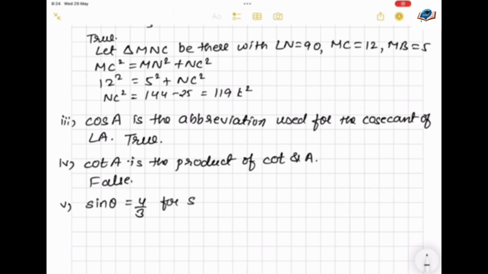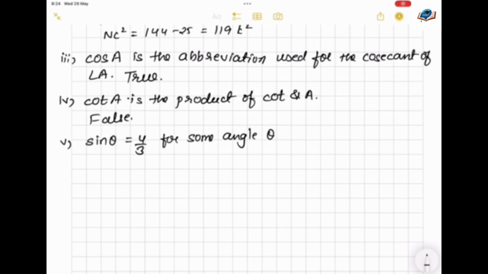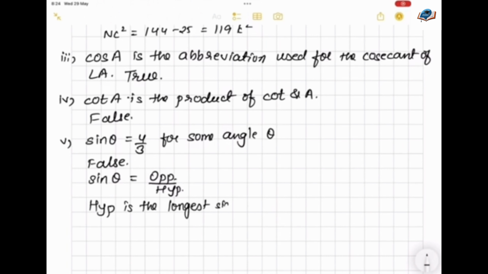So sin theta equal to 4 by 3 for some angle theta. This is also false, as sin theta can't be more than 1. So sin theta equals opposite upon hypotenuse. Hypotenuse is the longest side of the triangle. So if the longest side is 3, the other side can't be 4. Therefore sin theta cannot be greater than 1.